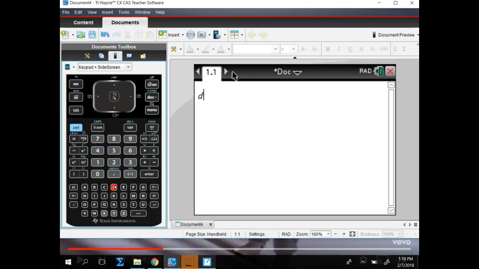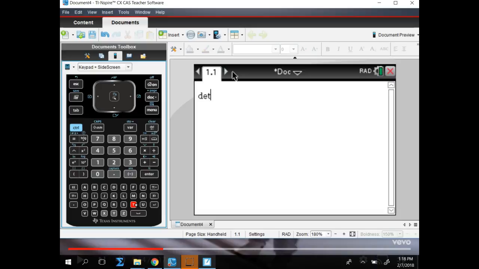Notice when I type in D, it's in italics. When I add the E, it's still in italics. But when I throw the T on there, it switches to regular font. Just typing in D does nothing. DE does nothing.